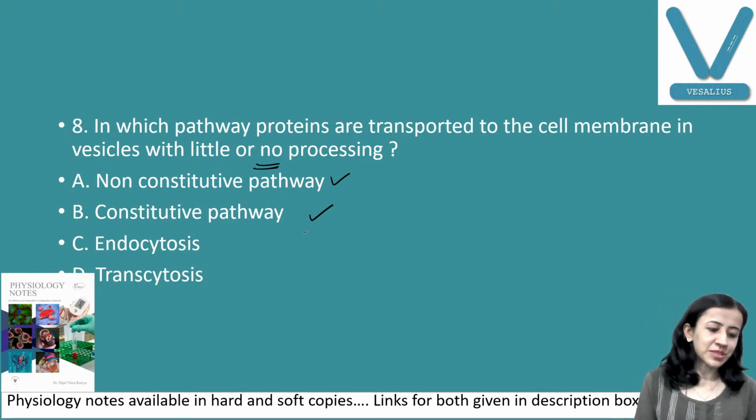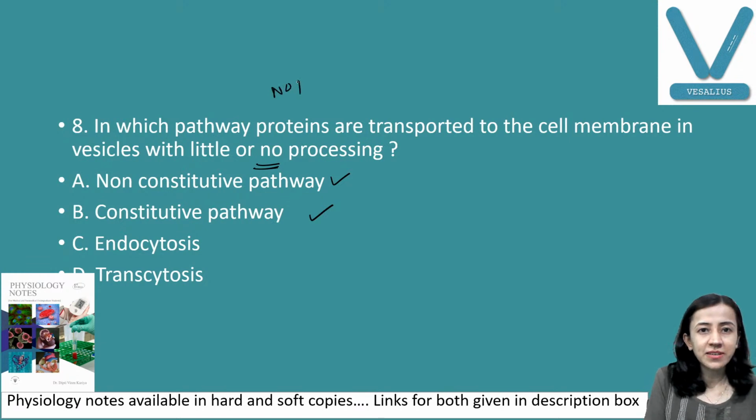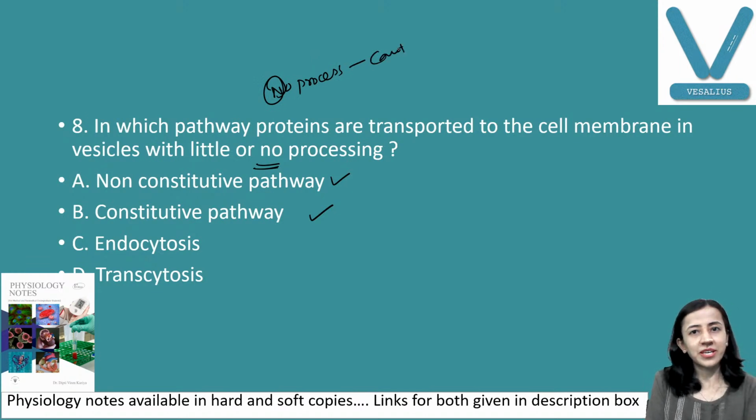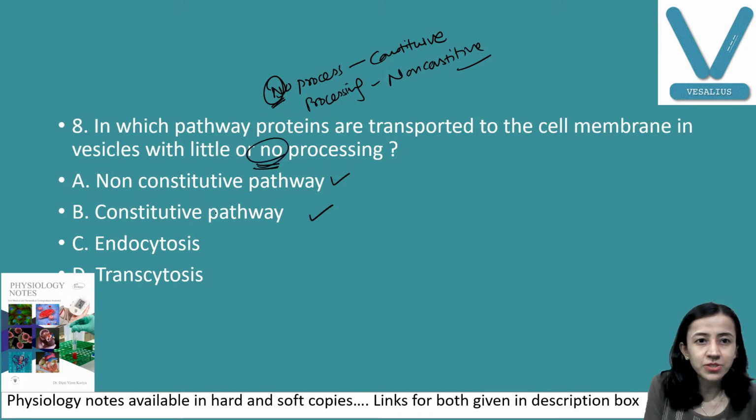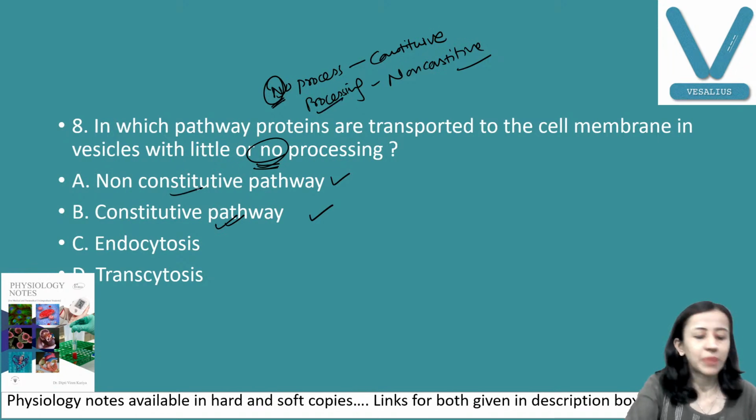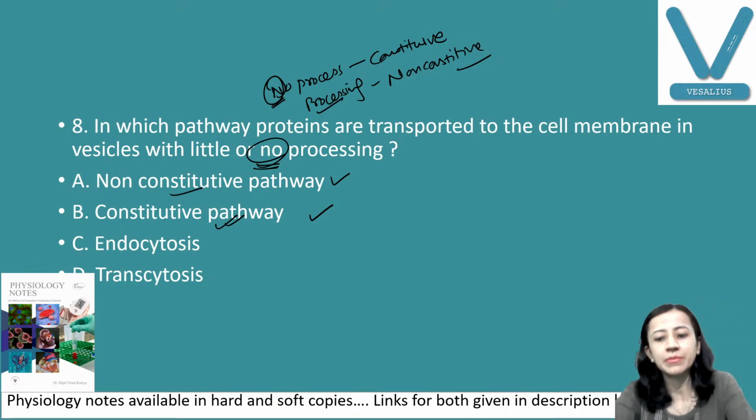It is correct option B. I will give you a hint. I will give you a trick to remember. No processing. एक बार n आ गया ना, अभी n नहीं डालना है. So constitutive. Okay. So n must come once only. Processing, then non-constitutive. Am I clear? So you can remember now. No processing, so the answer is constitutive. Processing, then non-constitutive pathway. Am I clear? So this way you can easily remember.